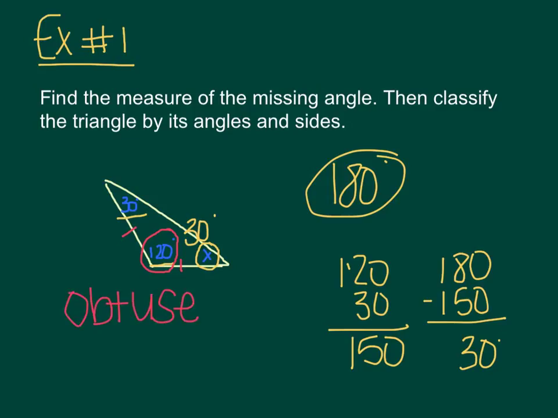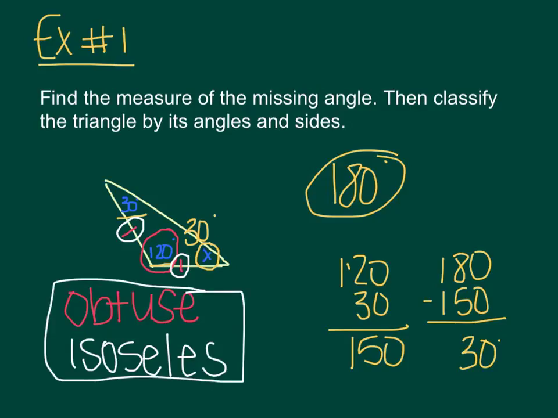So there's one classification. Now we need to label it by its sides. Now, these little tick marks in the sides of a triangle, you're going to see them in other shapes also. That tells you that they're congruent. They are the same. You don't even have to measure it. Those little lines right there tell you that they are the same. So if I have two sides that are the same, that means it has to be isosceles, because isosceles triangles have two sides that are the same length. So this is an obtuse isosceles triangle.